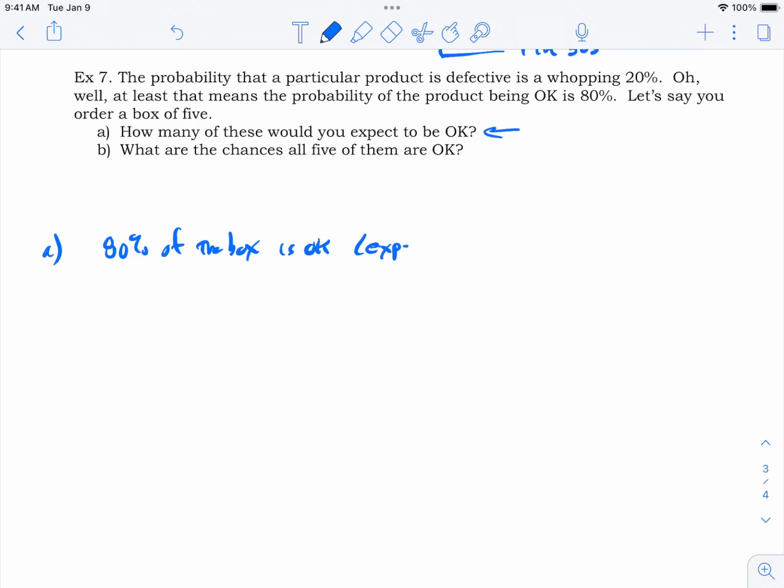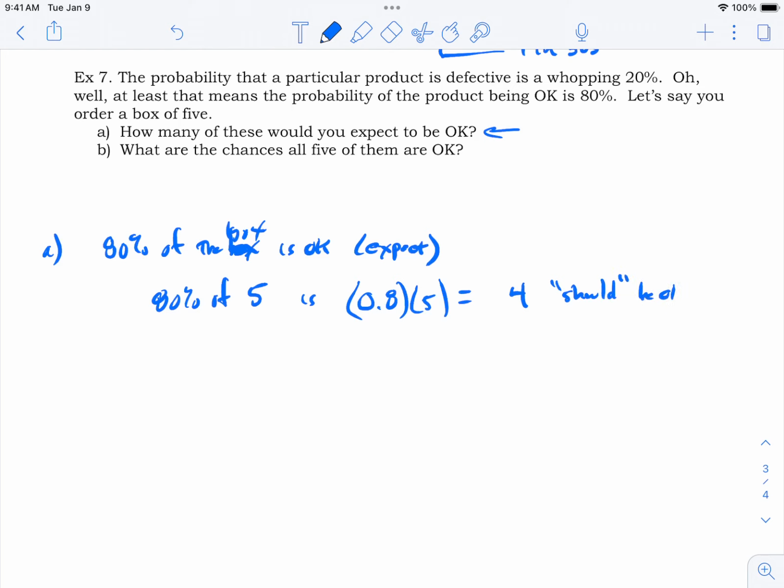Now, expecting doesn't mean it's really going to happen. It just means that according to the laws of statistics, if you kept ordering a box over and over at random for a long time, then over the long haul, you would expect, no guarantees, that 80% of the products would be good. So, what is that? It's 80% of how many are we getting in the box? 5. So what is 80% of 5? You take the 80%, turn it into a decimal, back 2 places, multiply by the 5, and you get 4. If you randomly grab a box of 5, you expect 4 good ones.